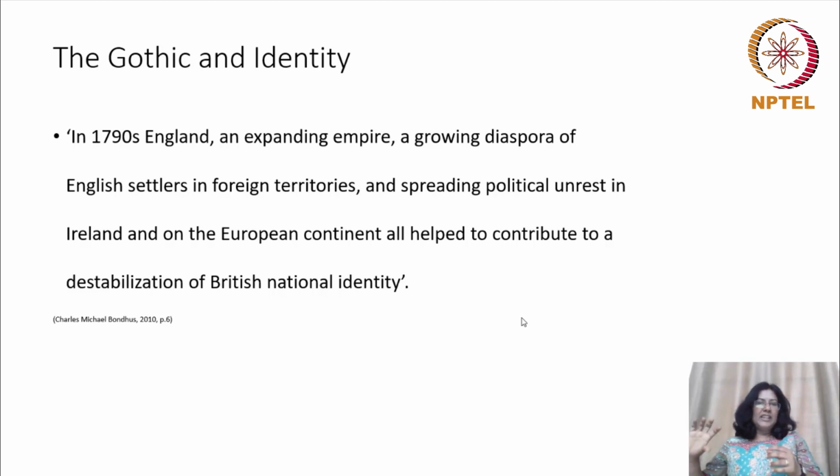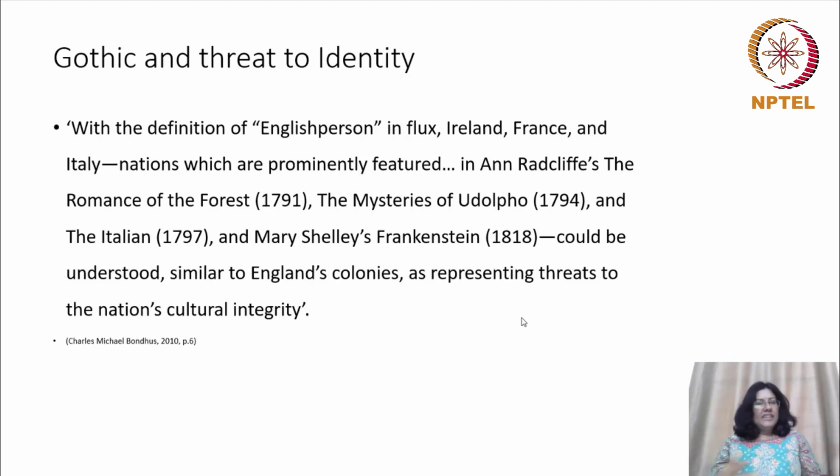The British character becomes something which is an entity which seems to be changing. Now, we see that the reference to the English person is changing, and let's kind of connect this with the fiction written from the land of Great Britain, with the definition of English person in flux. Ireland, France, and Italy, nations which are prominently featured in Anne Radcliffe's The Romance of the Forest, The Mysteries of Udolpho, and the Italian and Mary Shelley's Frankenstein.